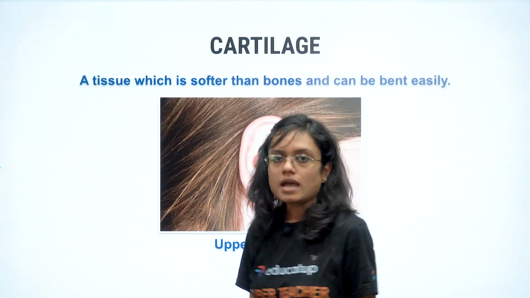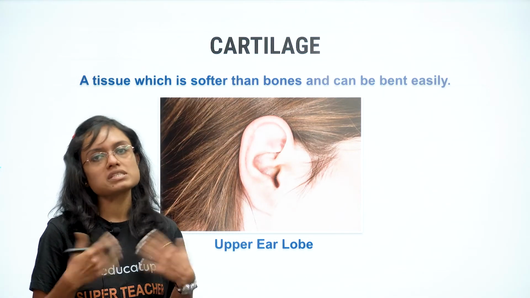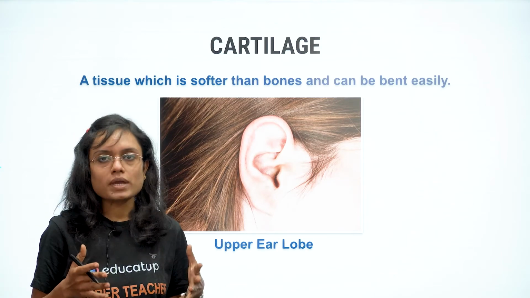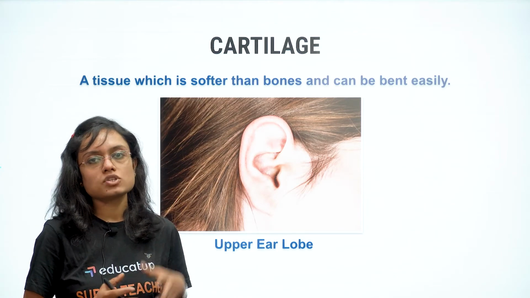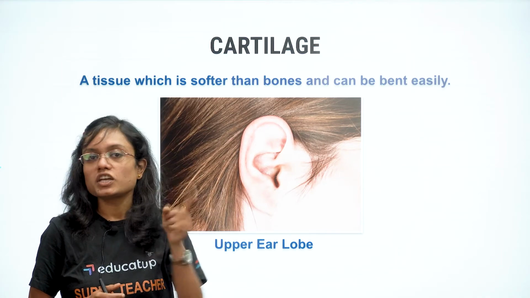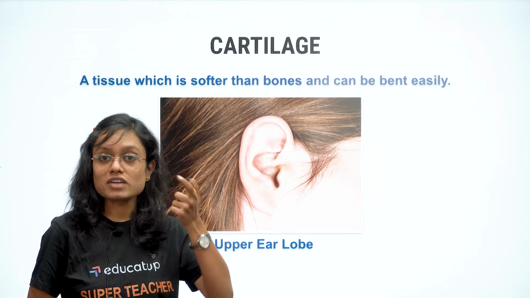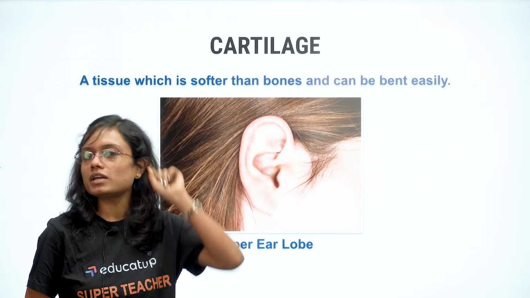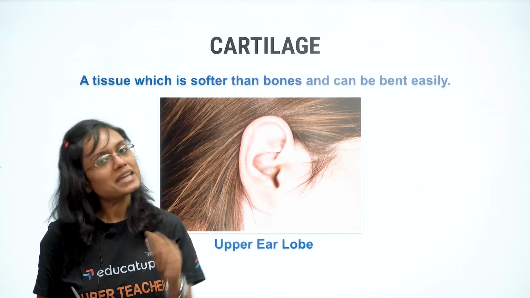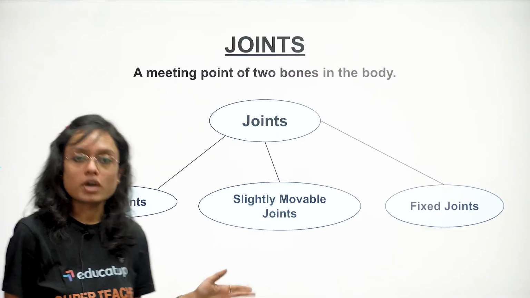Now, cartilage. Cartilage is another kind of tissue which is softer than bones, but obviously harder than muscles, and it can be bent easily. The best place to find cartilage is your earlobe, the upper ear. It can be bent easily. Your mama must be twisting your ears when you are not listening to her. Where she twists the upper ear, it has cartilage, which is a soft tissue that can bend easily. All right. Now next is joints.